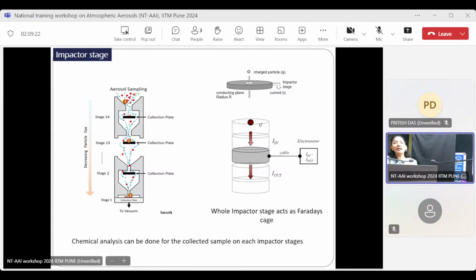So that is why it can be used as both the number size distribution and the charge size distribution. When you keep the charger off, it will give you the actual charge carried by the aerosol particle. And that information will be size-wise. Why size-wise? Because you are segregating in the impactor. So each impactor stage has size information. You are measuring current also. So you will get the number size, charge size distribution.